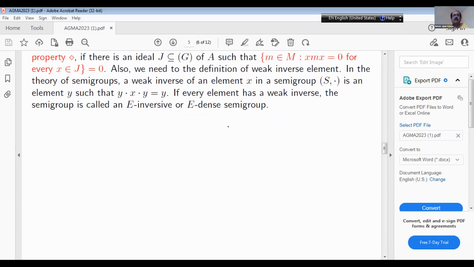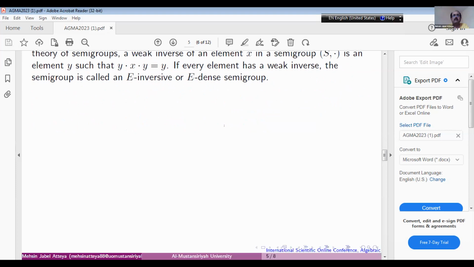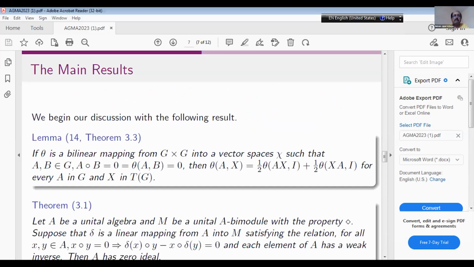Now the main results. We begin our discussions with the following result. This is a lemma from reference 14, theorem 3.3. I will depend on this lemma during my work to achieve my results. Let theta be a bilinear map from G cross G into a vector space such that for all A, B in G, A circle B equals 0 implies theta of A, B equals 0, then we have this relation.